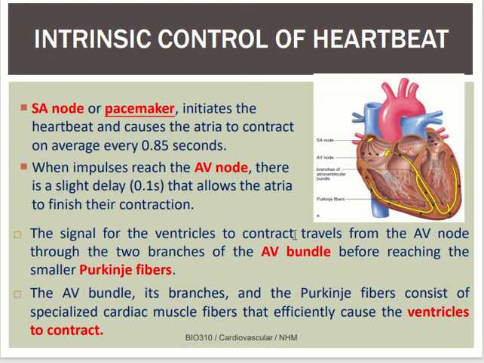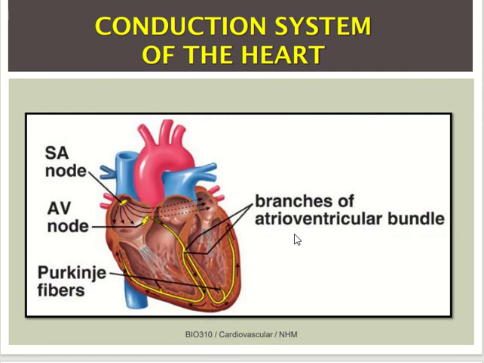Here is a clearer picture of where the sinoatrial node is. Here is the sinoatrial node at the upper part of the right atrium, and then we have the atrioventricular node between the atria and the ventricles. The signal then goes to the atrioventricular bundle, which separates into two parts that go to the Purkinje fibers. The Purkinje fibers send the signal to the left and right ventricles to contract and pump out the blood.